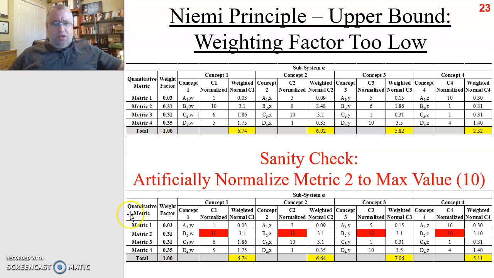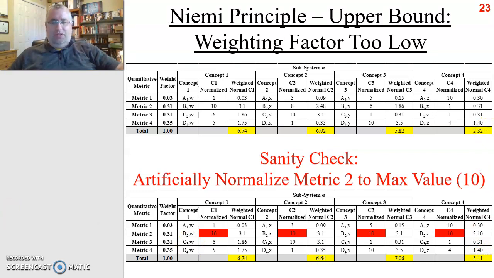Okay, so all I'm doing is taking this original down selection matrix, and I'm now looking at metric 2, and I'm changing these normalization values from 10, 8, 6, and 1, which is what they originally were, and I'm going to make them all 10. So 10, 10, 10, and 10. And then I'm going to recalculate the selection values for each concept. This one is unchanged because I started at 10 and ended at 10, so I get 6.74. This one I started at 8 and went to 10 for metric 2, so I get a change from 6.02 to 6.64. For this one, I went from 6 to 10, so I get a change from 5.87 to 7.06. And finally, I went from 1 to 10, and so my value goes from 2.23 up to 5.11.